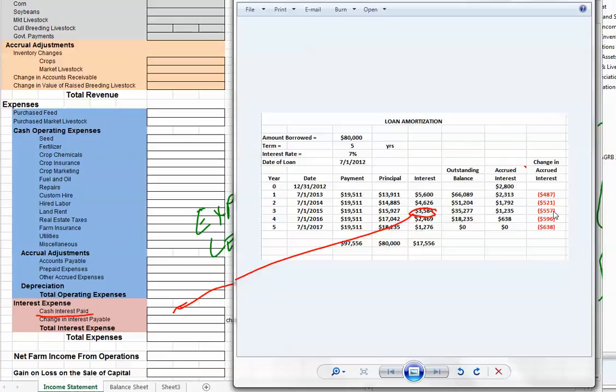So that number, that change in accrued interest for 2015, would go right here in the change of accrued interest segment right there. Now, again, remember, if you had three different loans, one for machinery, maybe one for land, one for breeding stock, then you'd have to sum the interest for each of those for that year, and you would have to sum the change in accrued interest. But those are where the two items go for the income statement. They simply come from the chart of accounts.